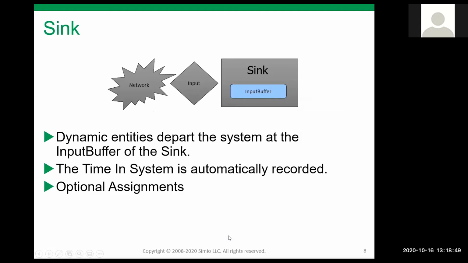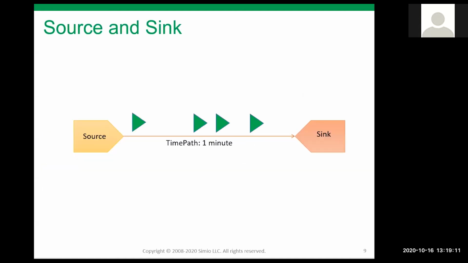Okay, and then the last object I want to talk about here is the sink, and this will be a really quick conversation. The sink basically has 2 jobs. It records a time and system for every entity that passes through it, and then it destroys the entity. So that's pretty simple. So let's build a simple model.